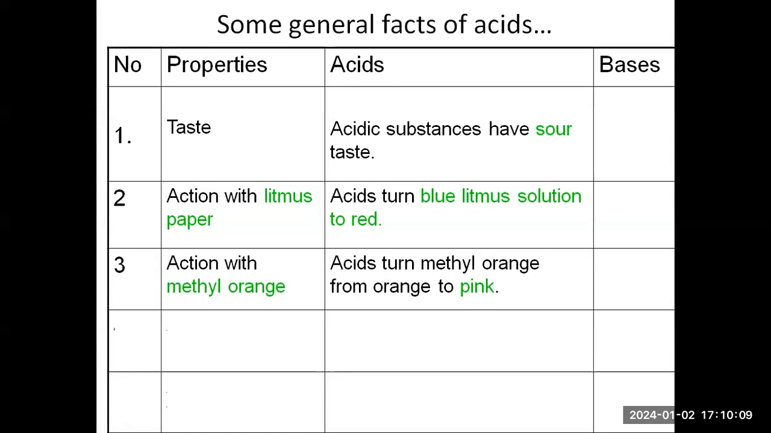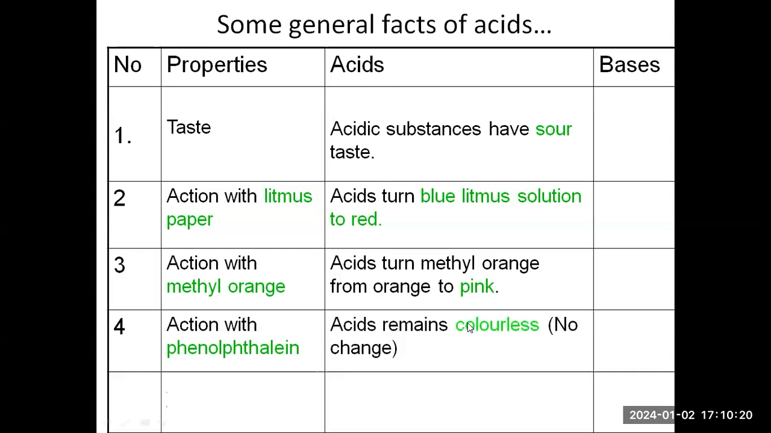The way we have methyl orange, we have another synthetic indicator called phenolphthalein, which originally is colorless, but when it comes in contact with an acid, you won't see any change in it. It means it remains colorless. So this shows that the substance is acidic in nature.